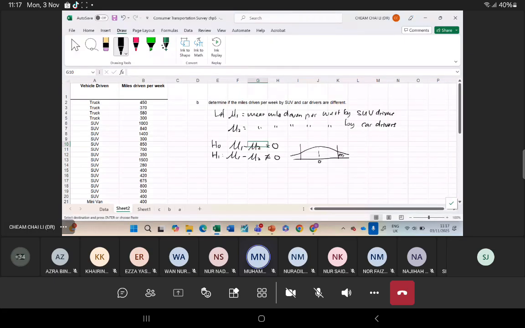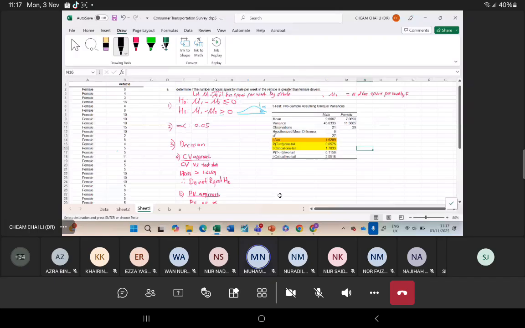Okay, kelas tadi saya terlupa nak bagi tahu satu lagi ya. Kalau kita guna critical value approach, do not reject HO. P-value do not reject HO. So you can also look at this graph kan, dalam graph ini. And this is your critical value.